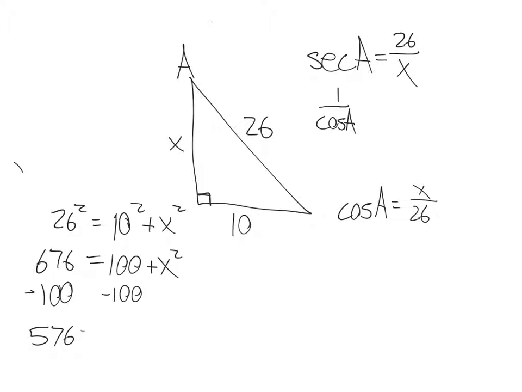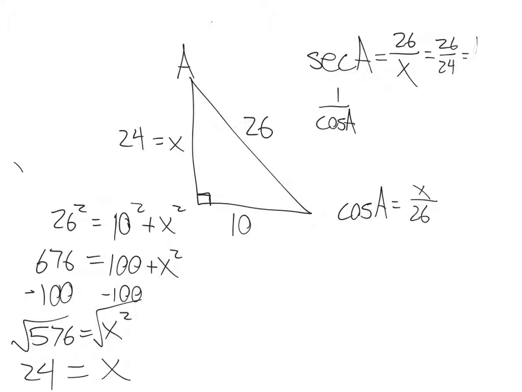So, whatever you happen to need, find it. You guys know right triangle trig, you guys know the Pythagorean theorem. If you need a part that's missing, just find it, however you happen to see fit. In this case, the Pythagorean theorem wasn't too hard to use. We do the square root, and x does equal 24. So now that we know x is 24, the secant of angle A is 26 over 24, or 13/12 if you reduce it.